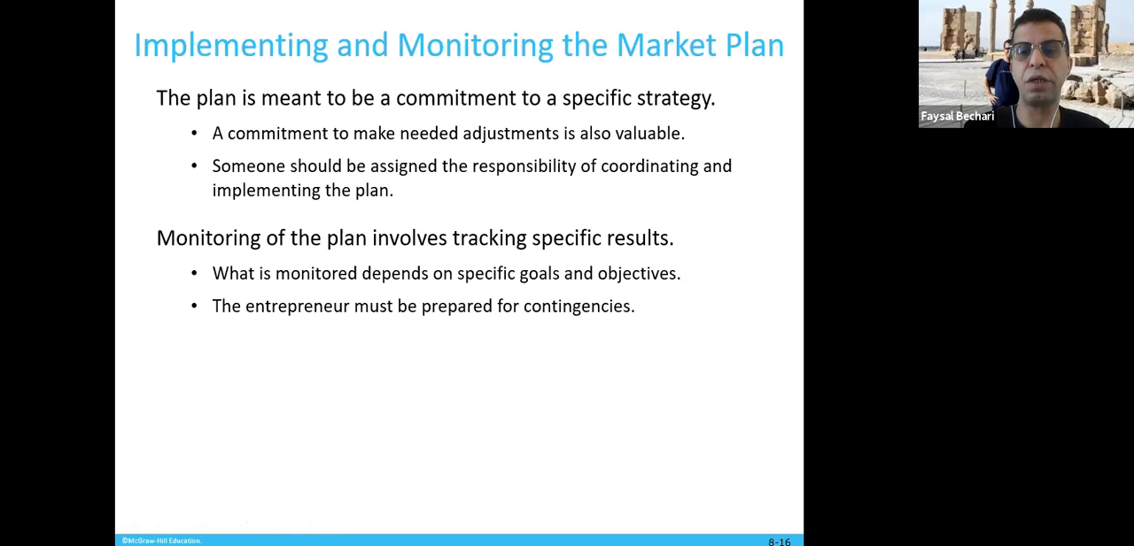Implementing and monitoring a marketing plan. The plan is meant to be a commitment to a specific strategy. So you don't build a business marketing plan and just put it on the side collecting dust. No, you build it because you want to follow it. A commitment to make the needed adjustments is valuable. Once you build it, it's not a Bible. You can change and adjust it according to changes in your environment, or when you realize that there is a shortage or issue in your marketing plan.